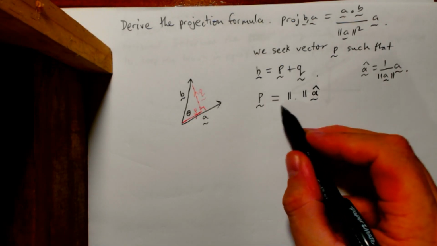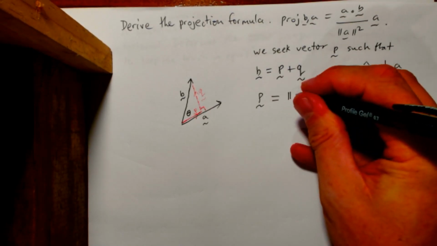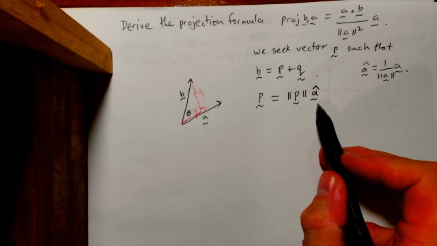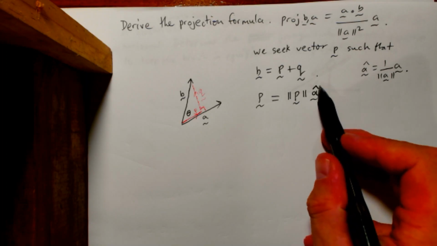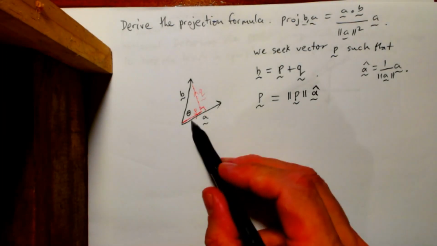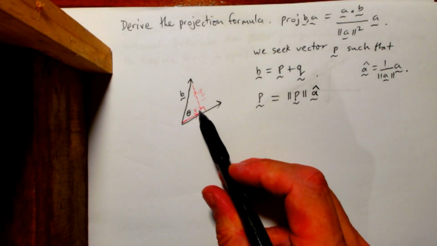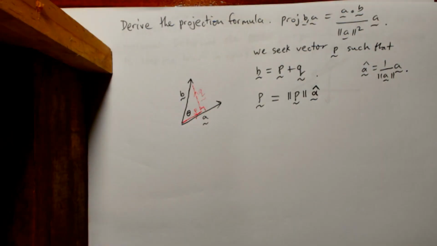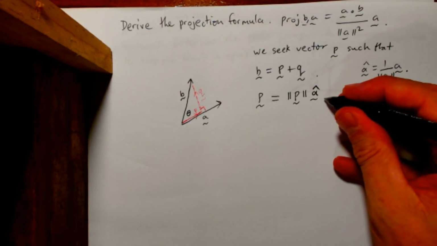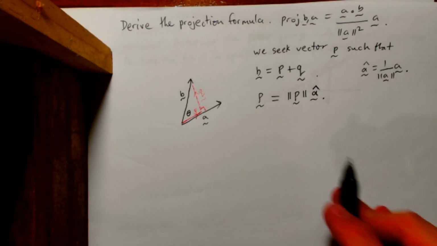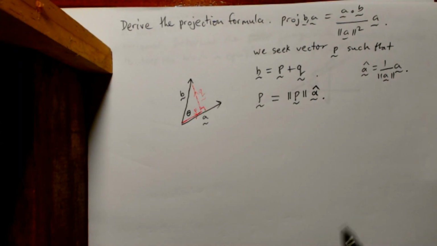Okay, now to make this statement true, this vector here has to be the norm of P times A hat, which is this right here. You see it has the direction of A, but the magnitude of it is the magnitude of P, obviously, right? Okay, so good.